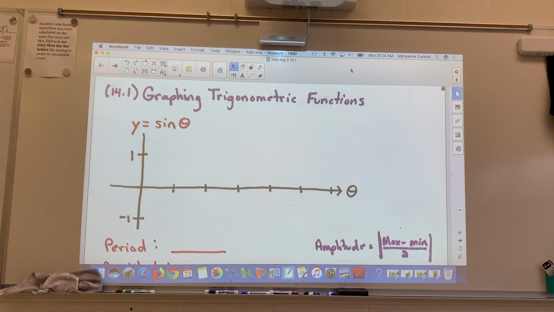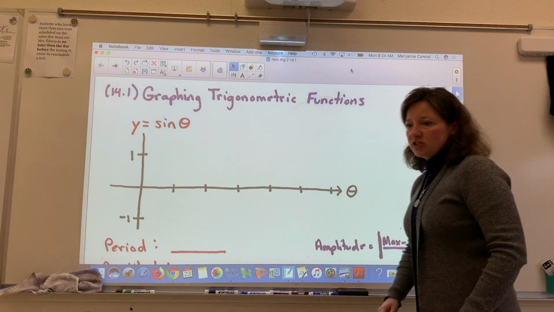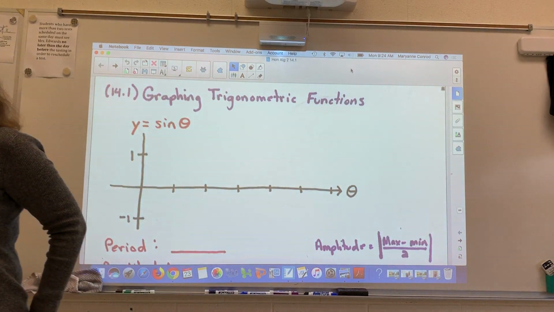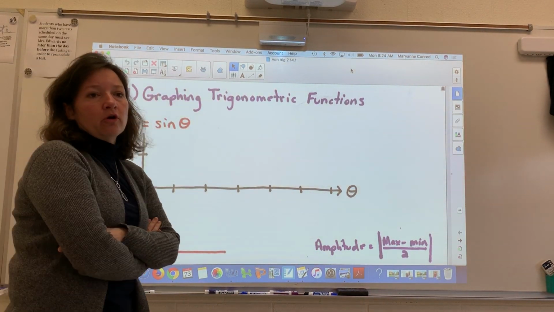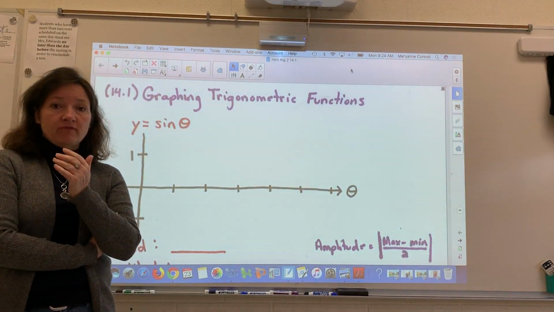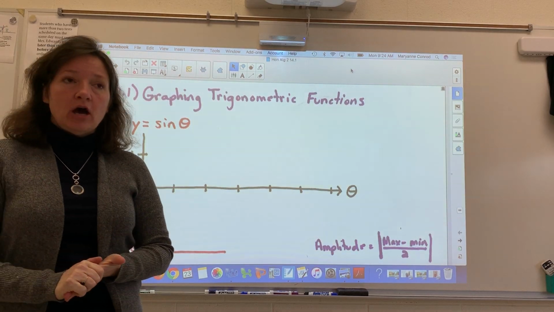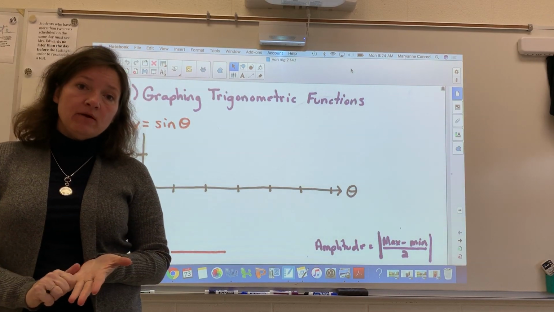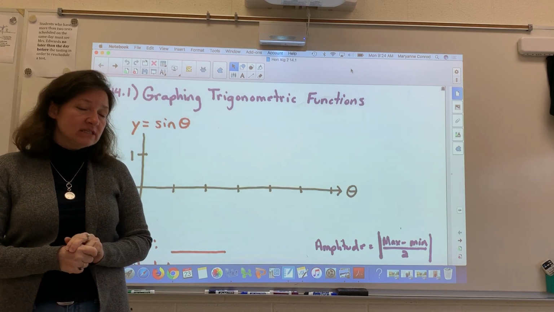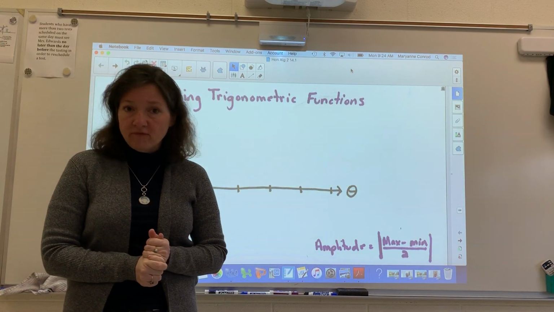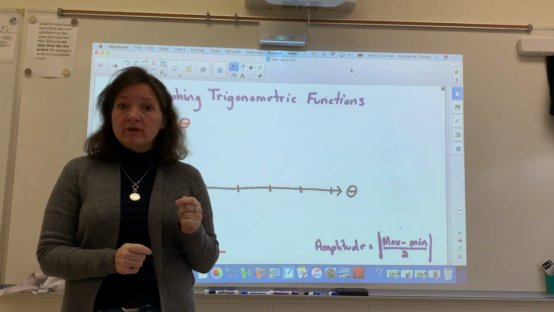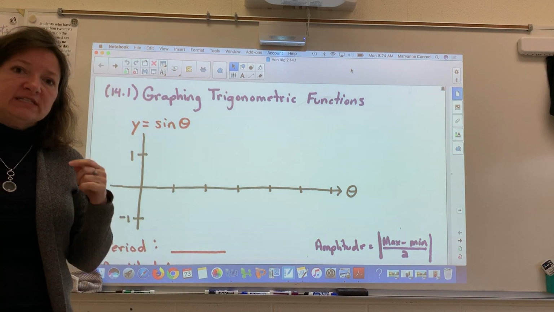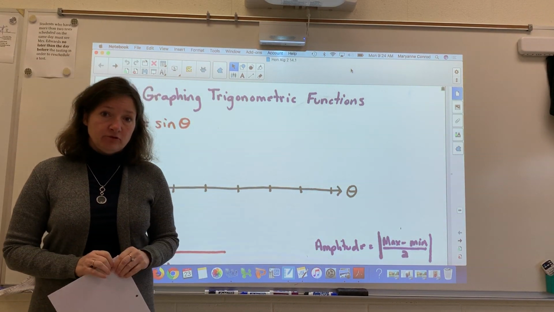Okay, so today's lesson begins chapter 14, where we will continue to work with trigonometric functions, and we will be doing a lot of graphing, and we will be doing a lot of equations, simplifying, and solving in this chapter. You will need to continue to know those exact values that we learned in chapter 13.